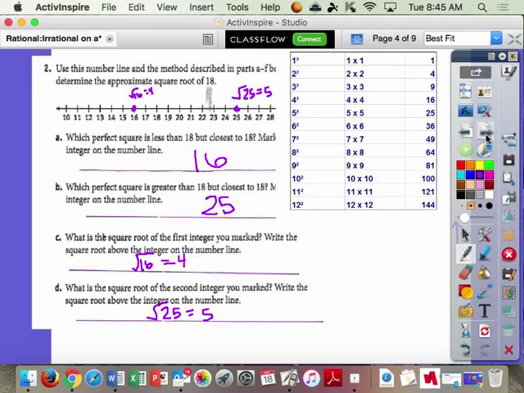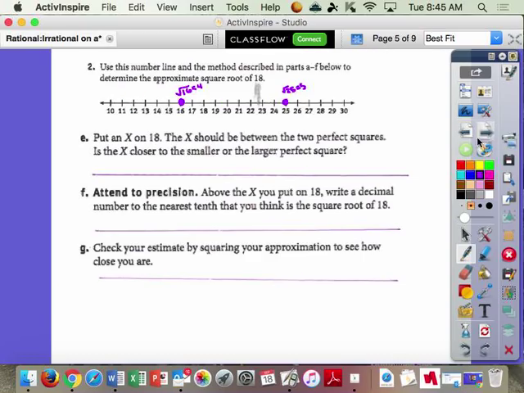All right. Ready to move on. So, we have the square root of 16 equals 4. The square root of 25 equals 5. Now it says put an x on the 18. It should be between the two perfect squares. Is it in between this and this? Yes, which is good. Is it closer to the smaller one, 16, or the bigger one, 25? It's closer to 16.